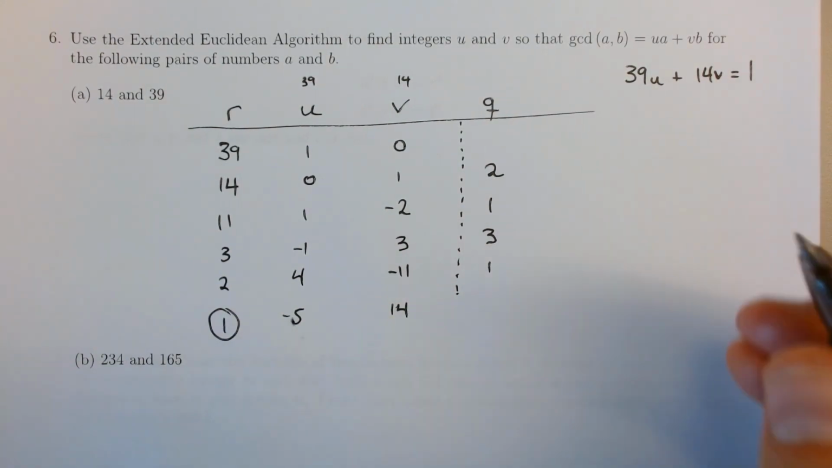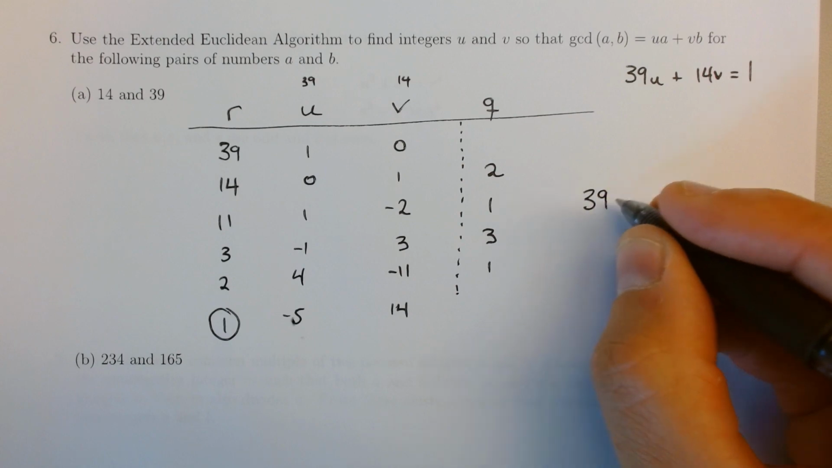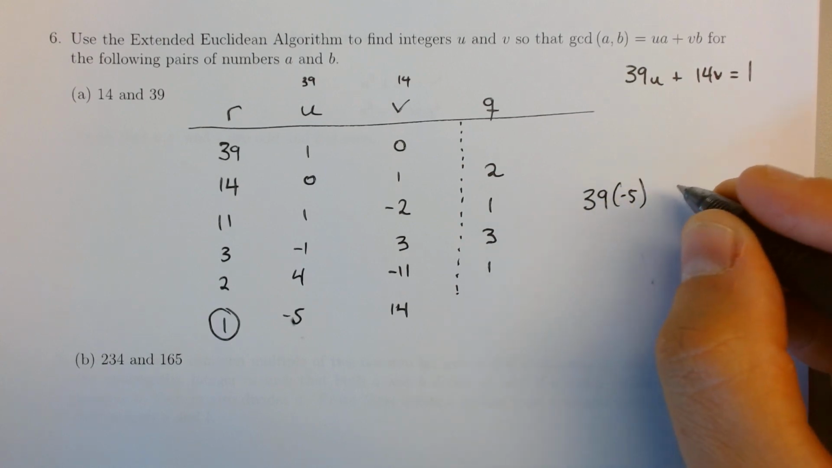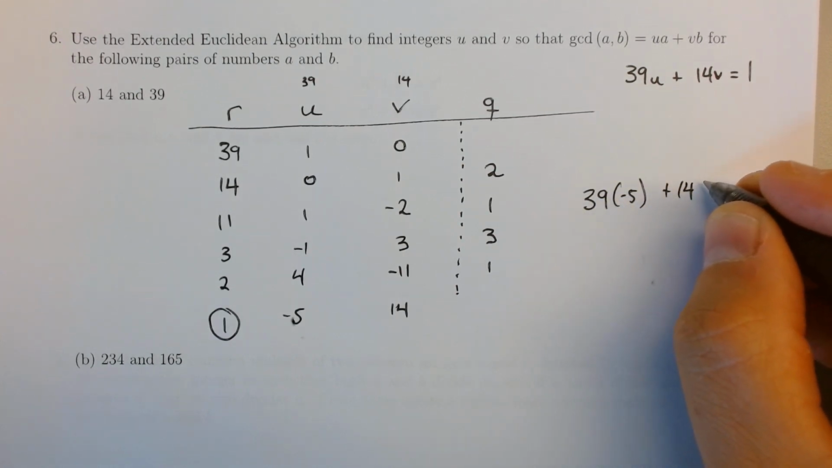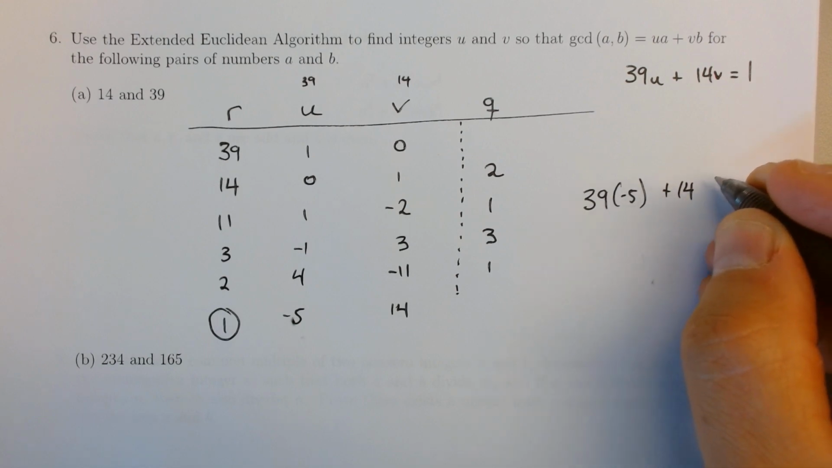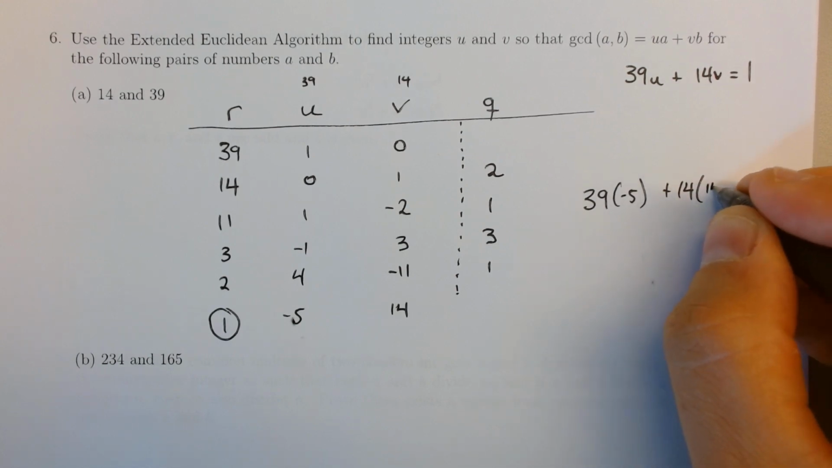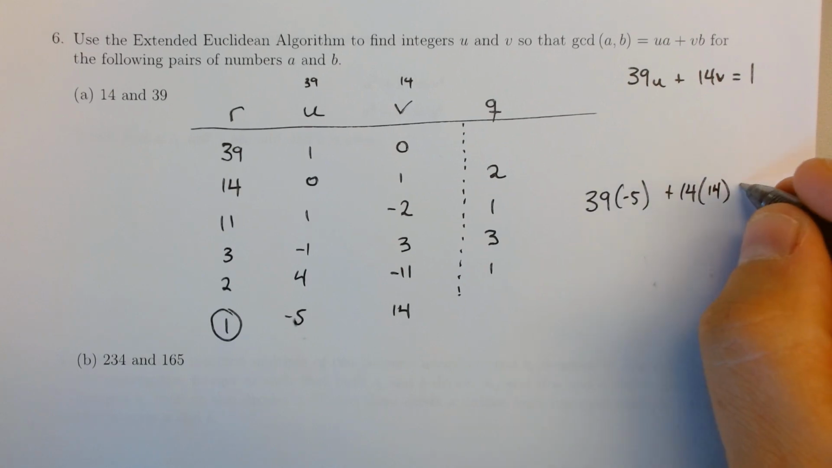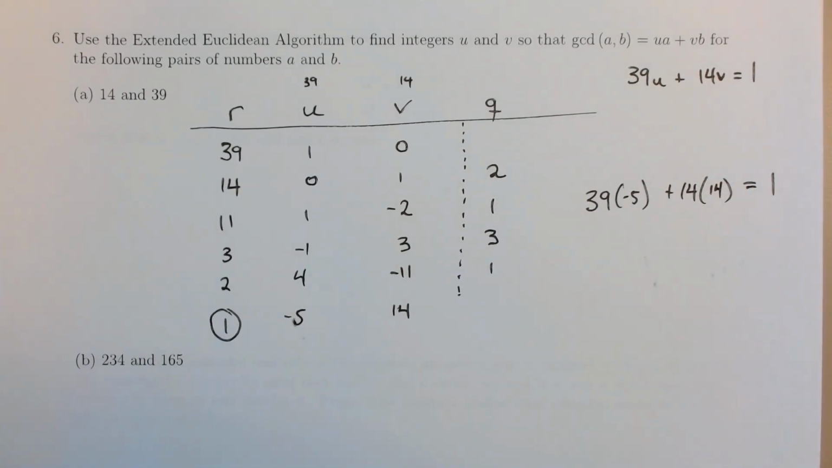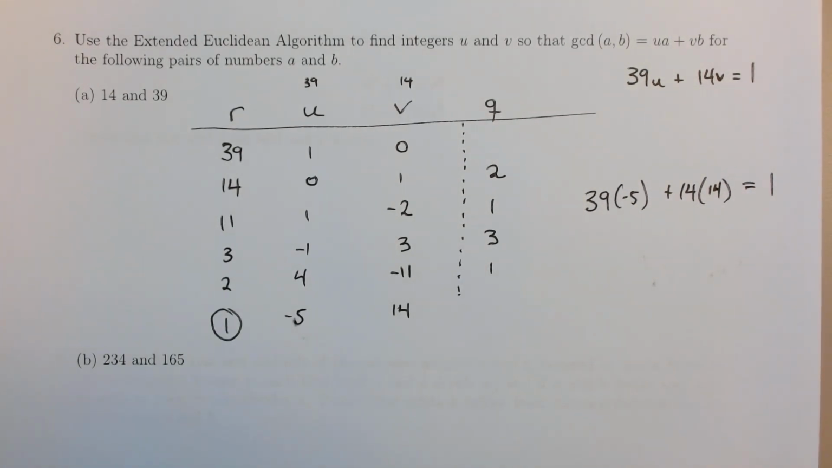And these are the numbers, right? So we've concluded that 39 times minus 5 plus 14 times 14, so the V is 14, is equal to 1. So we found that linear combination to give us the GCD.